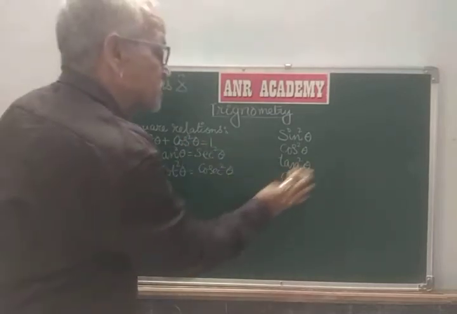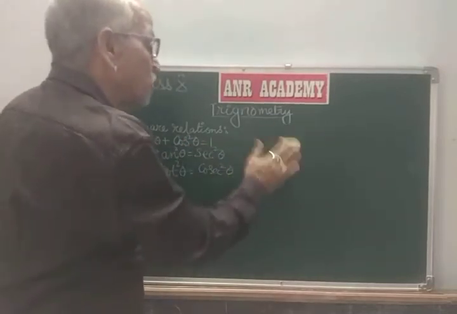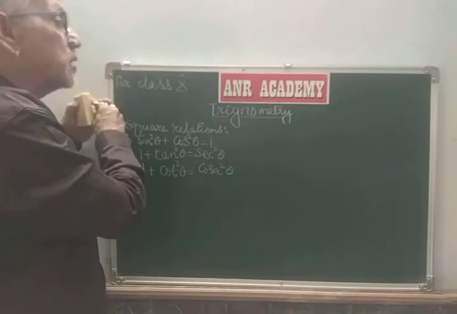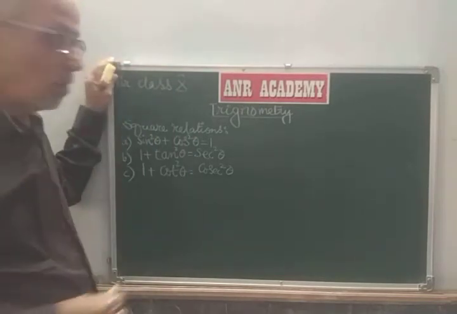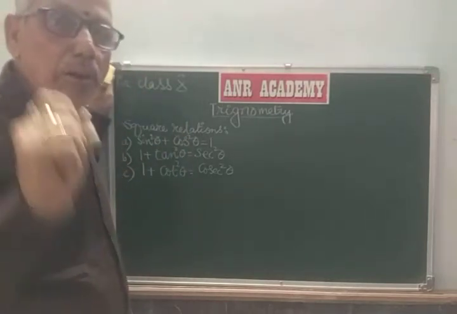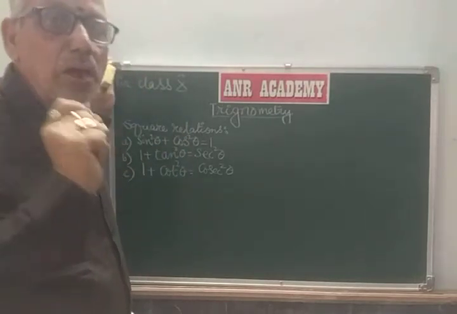So now there are some relations of squares. The first one is: sin square theta plus cos square theta is equal to 1. What is the first square relation? Sin square theta plus cos square theta is equal to 1.